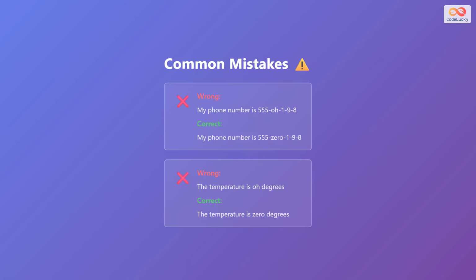Let's look at common mistakes. It is incorrect to say my phone number is 555-0198. The correct way is to say my phone number is 555-0198. Similarly, saying the temperature is 0 degrees is wrong. You should say the temperature is 0 degrees. Always use zero in formal contexts and measurements.